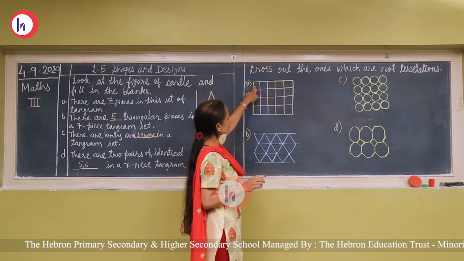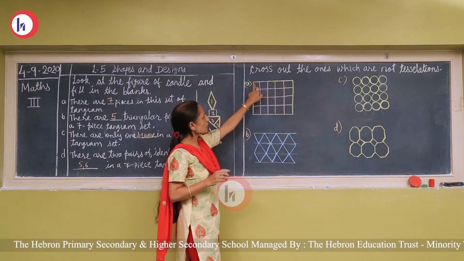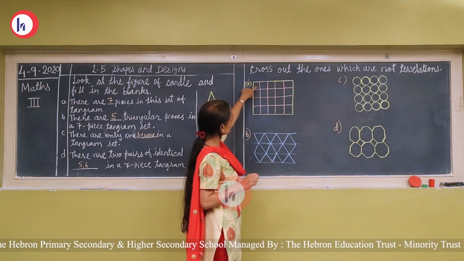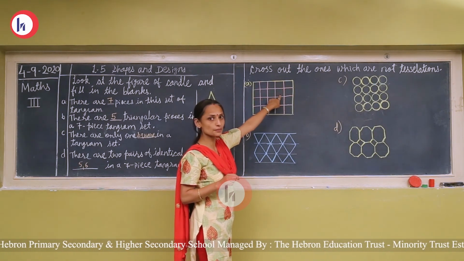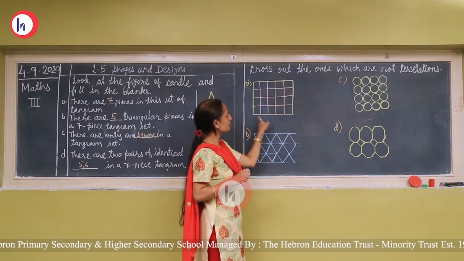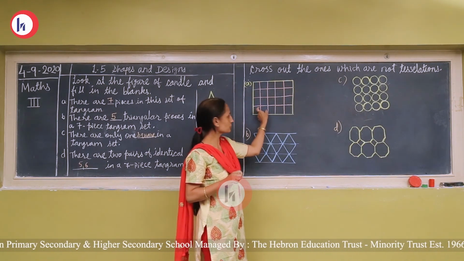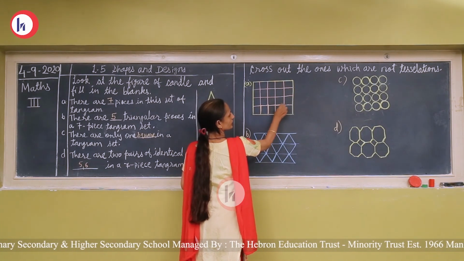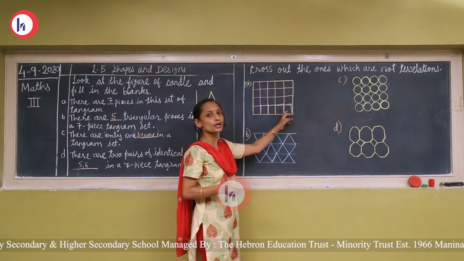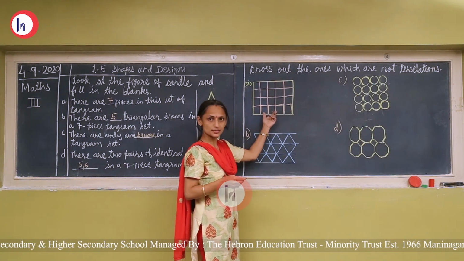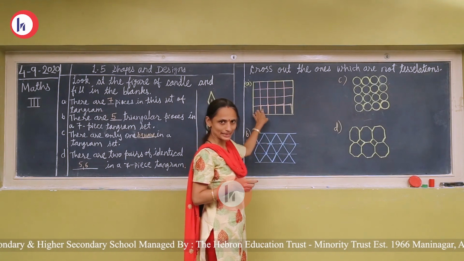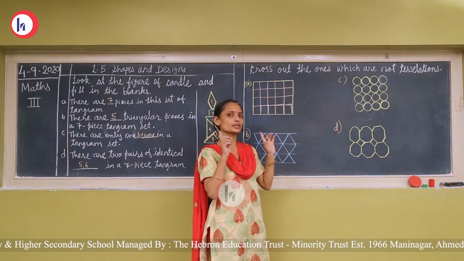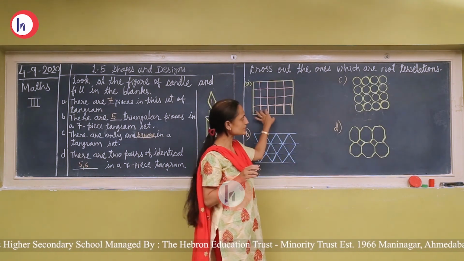Okay. See, first, which shape is used in this picture? It is also called a tile pattern, tiles. See, in this pattern a square is used. Which shape? Square shape. And is there any gap between these two squares? No. See, one square finished, then again second square, third square, fourth, fifth, means there is no gap between two squares, means it is a tessellation pattern. So we can't cross it, because for those which are not tessellation we have to put a cross, and this is a tessellation pattern.